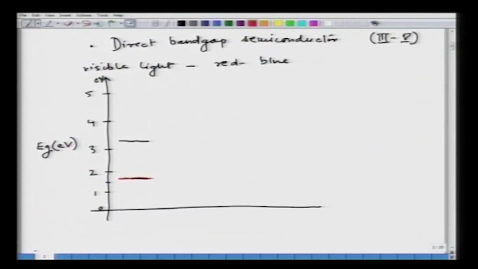So, this here is about red color, then we have yellow, then we have green, blue and violet.